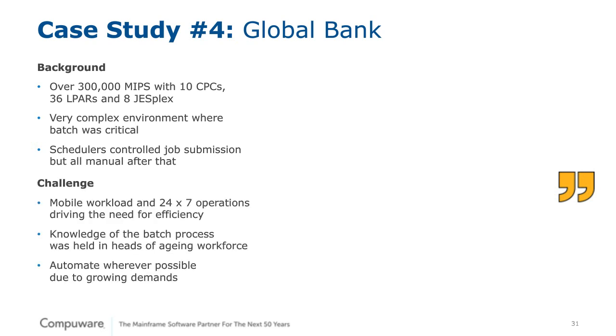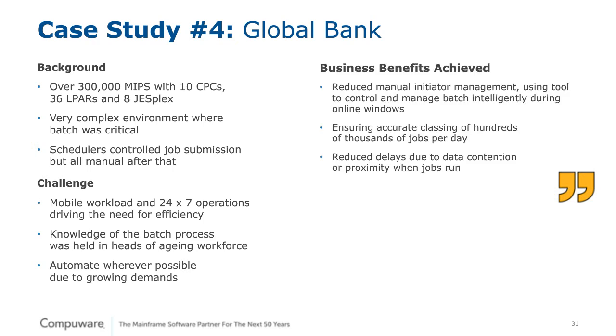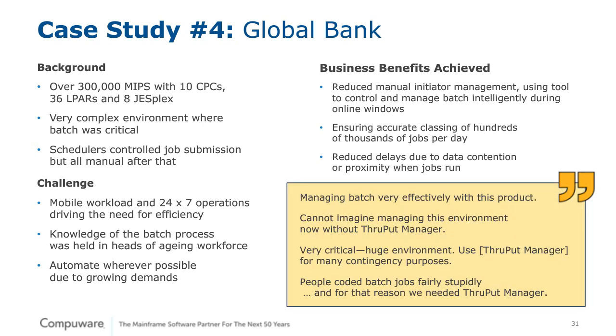Their challenge was retirements. They had a whole new team, and they were also charged at the same time with automating whenever possible. So they've benefited: operator juggling of jobs has now been minimized. Automation does all of that for them now, and their data set contention delays were also minimized. They gave us several pearls of wisdom, but I particularly like the last one. People coded batch jobs fairly stupidly, and for that reason, we needed Throughput Manager.